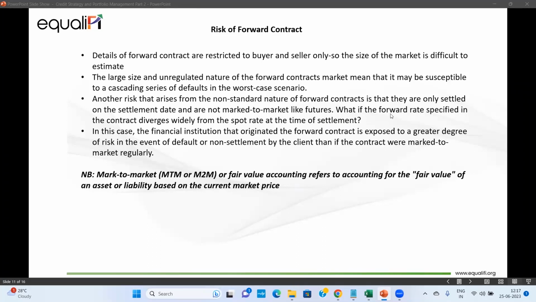What if the forward rate specified in the contract diverges widely from the spot rate? So when we say 5 and 4.3, there is a difference of 0.70. But if it goes to 8 rupees, then 8 and 4.3, that is around 3.7, which is almost 100% of the agreement value. What if that kind of divergence is there? Then it makes the situation extremely critical.